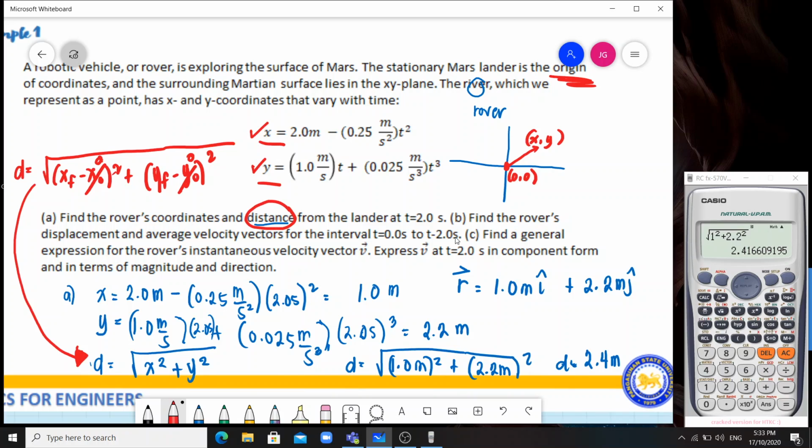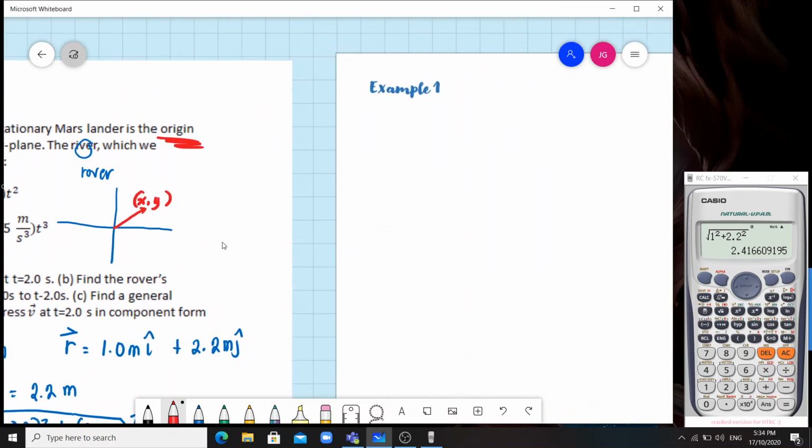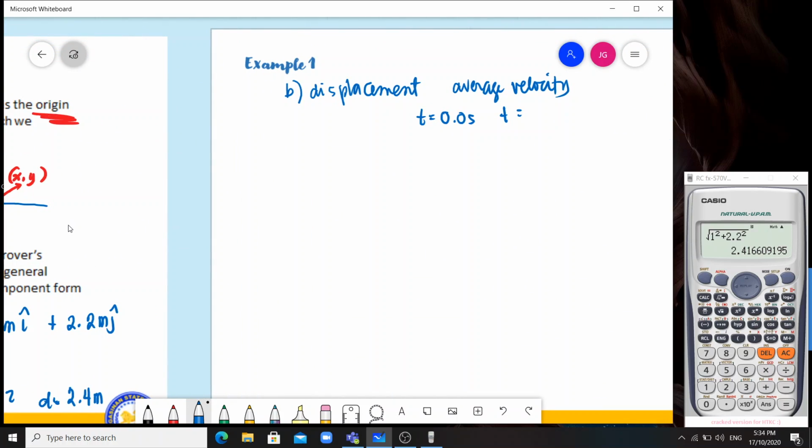Okay. So, let's proceed. Sabi naman sa letter B, find the rover's displacement and average velocity vectors for the interval t equals 0 second and t equals 2 seconds. Okay. Find the displacement and average velocity. Ang hinahanap sa letter B is the displacement and average velocity, at t equals 0 second at saka t equals 2 seconds.